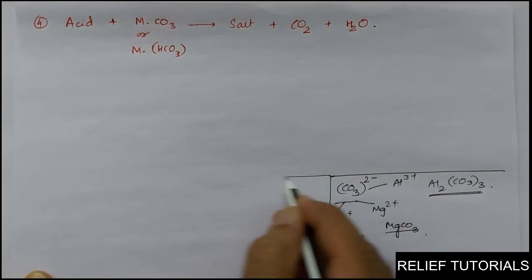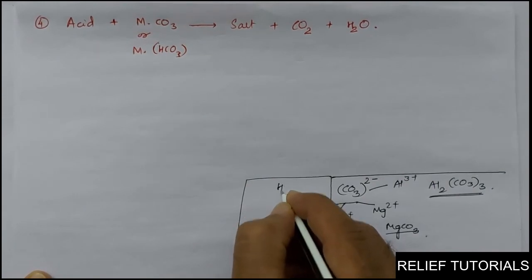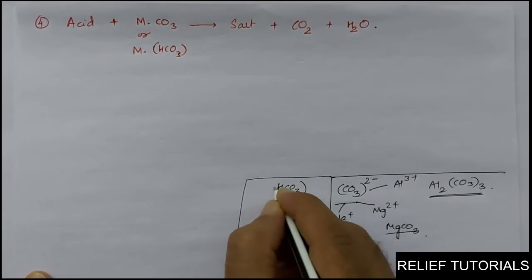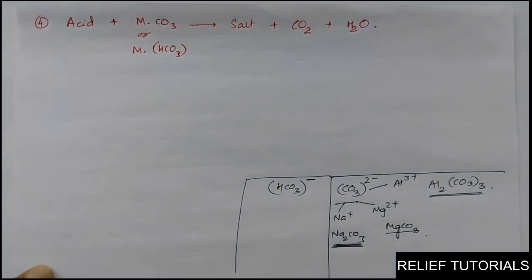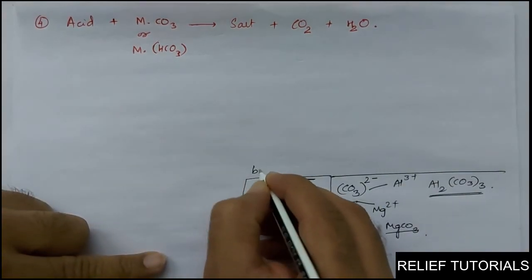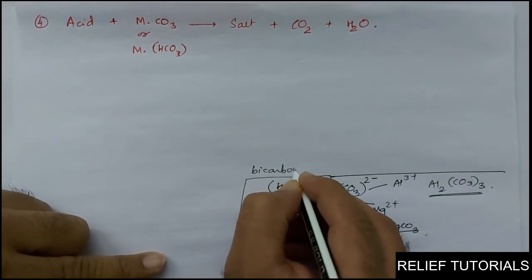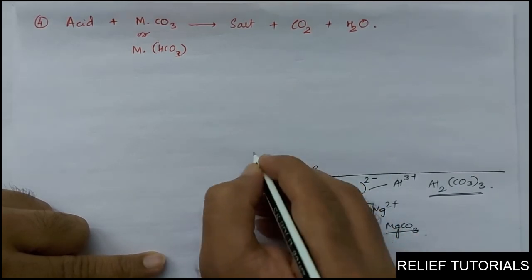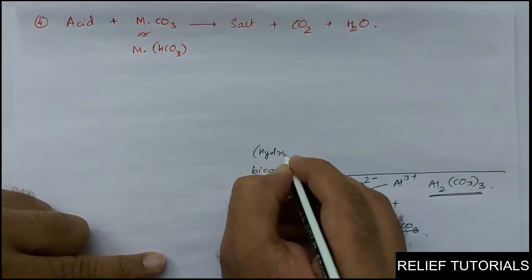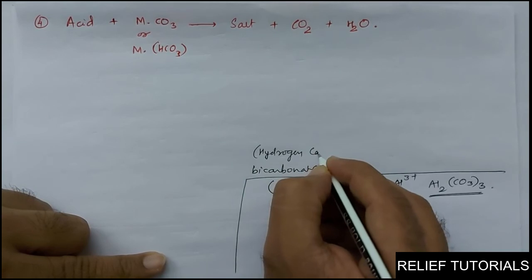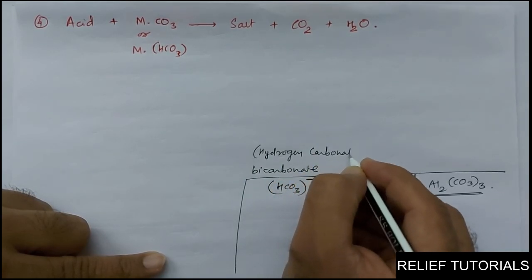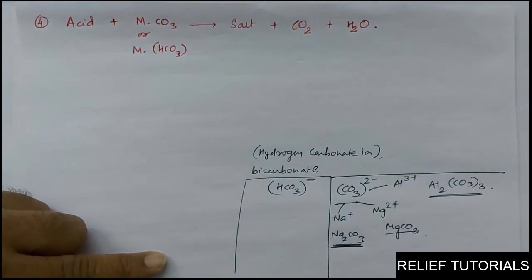Okay, and what is bicarbonate? Bicarbonate ion is HCO3 1 minus. If you see the list of ions, there will be HCO3 bicarbonate. The name of this ion is bicarbonate ion, also called hydrogen carbonate ion.